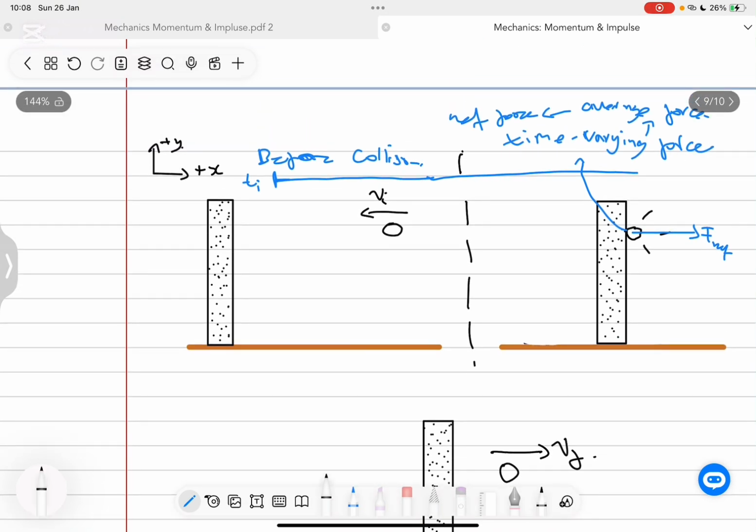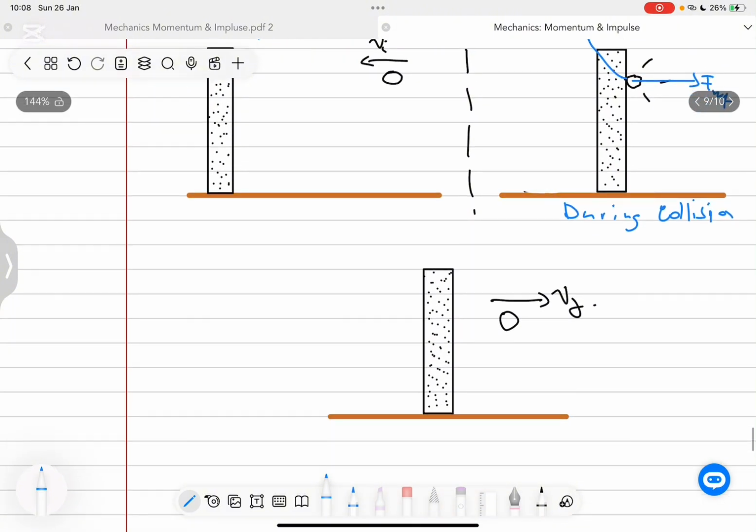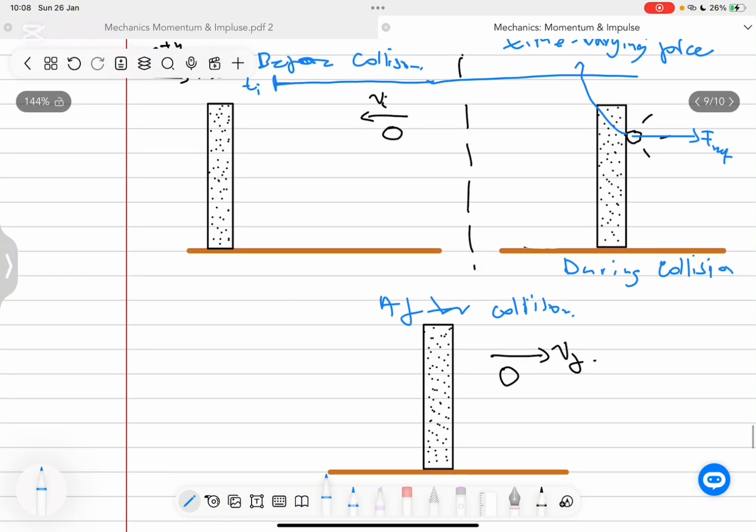In fact, if we consider this situation, it will be during the collision. This is when the wall and the ball are in collision. And if we look at this situation here, it will be after collision. This is after the wall has exerted a force that pushes the ball to go in the opposite direction.